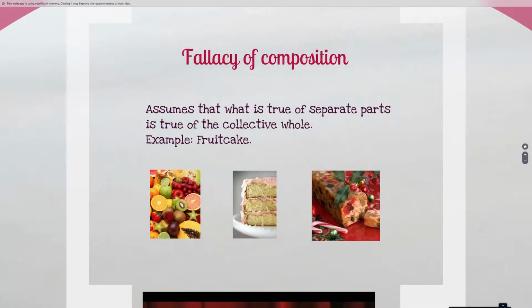Let me talk about a second type of fallacy, the fallacy of composition. The fallacy of composition assumes that what's true of separate parts is true of the collective whole. I'll make an example here. You love fruit, don't you? Everybody loves fruit. Everybody loves cake. Who doesn't love cake? Birthday cake?